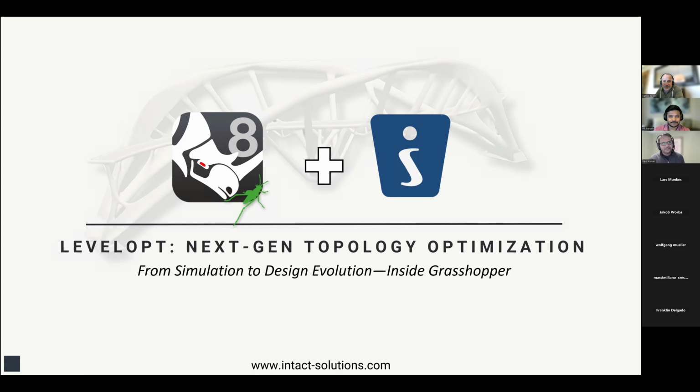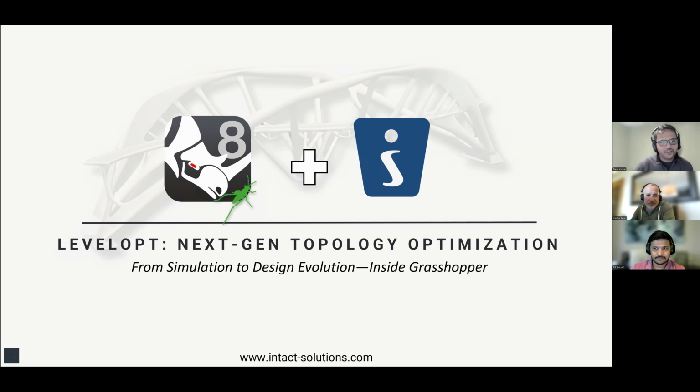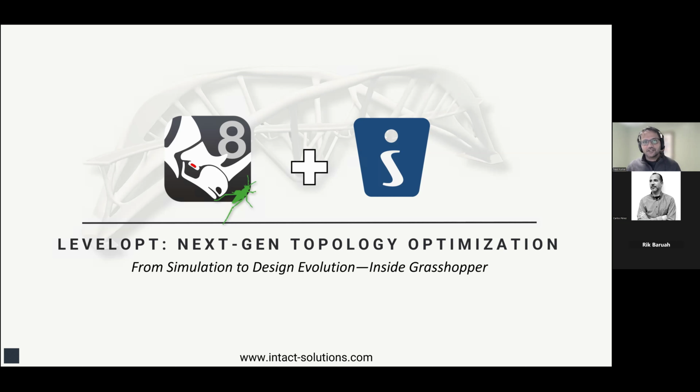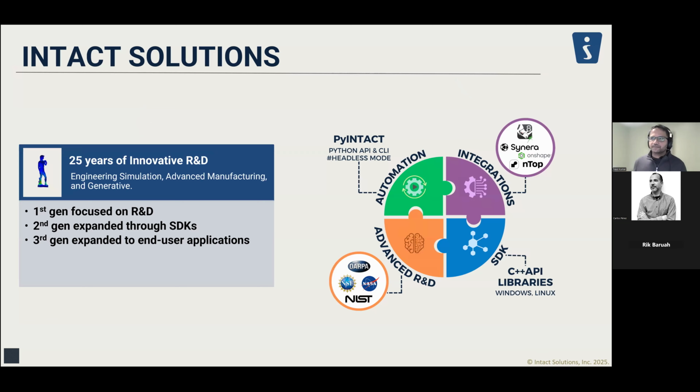Cool. Thanks, Carlos. Thanks for the welcome and hosting us for the food4Rhino webinar. Hi, everyone. Great to see all of you here. So today we are going to dive into LevelOpt, our new optimization engine that builds on Intact.Simulation, our meshless simulation, which we introduced almost 2 years ago. Today we'll show you how you can go from not just simulating your part, but evolving into a much better, more optimized design, all within Grasshopper, the environment you already know and love. So without any delay, let's just jump into it.